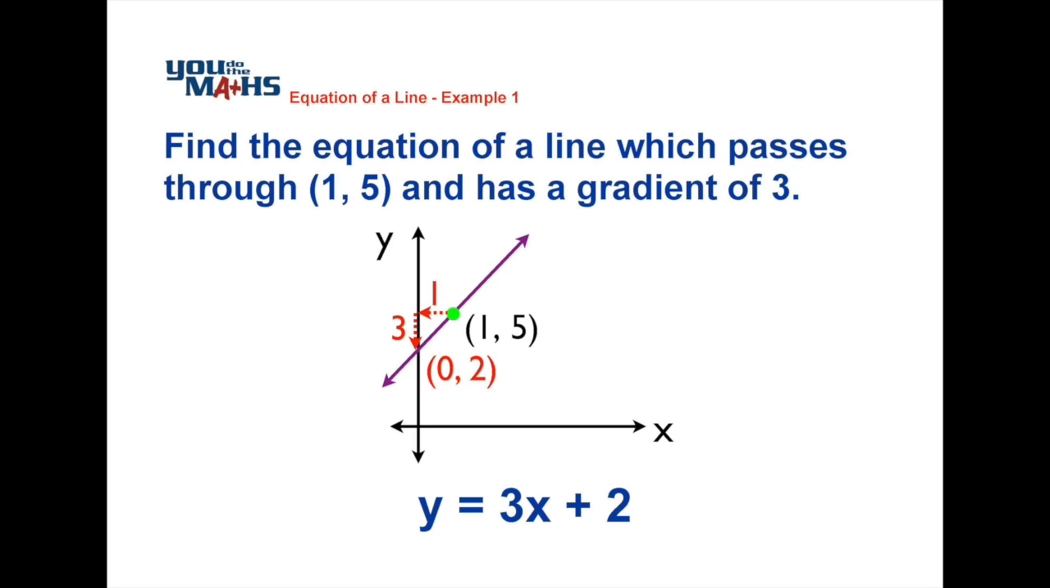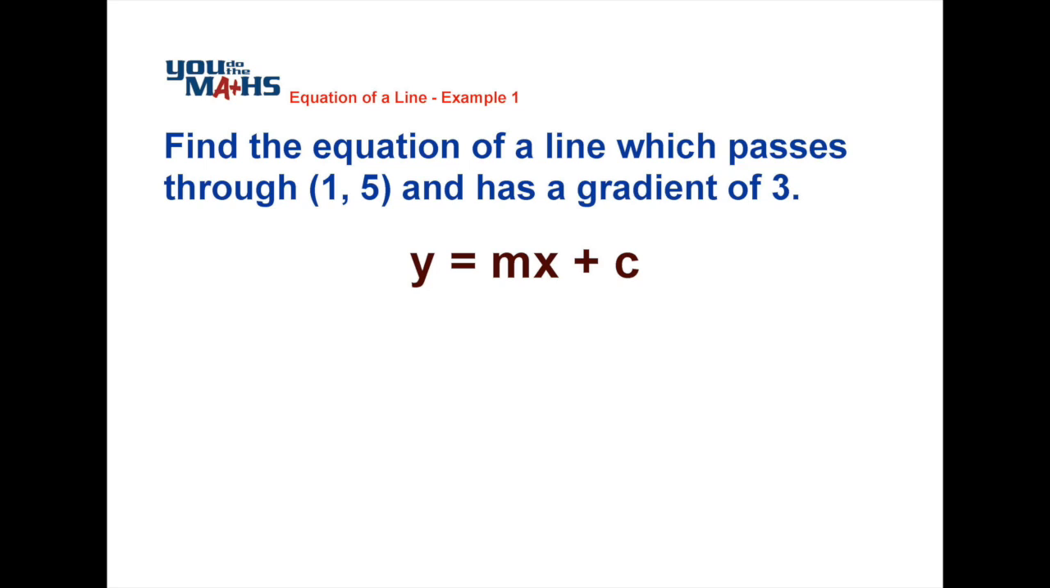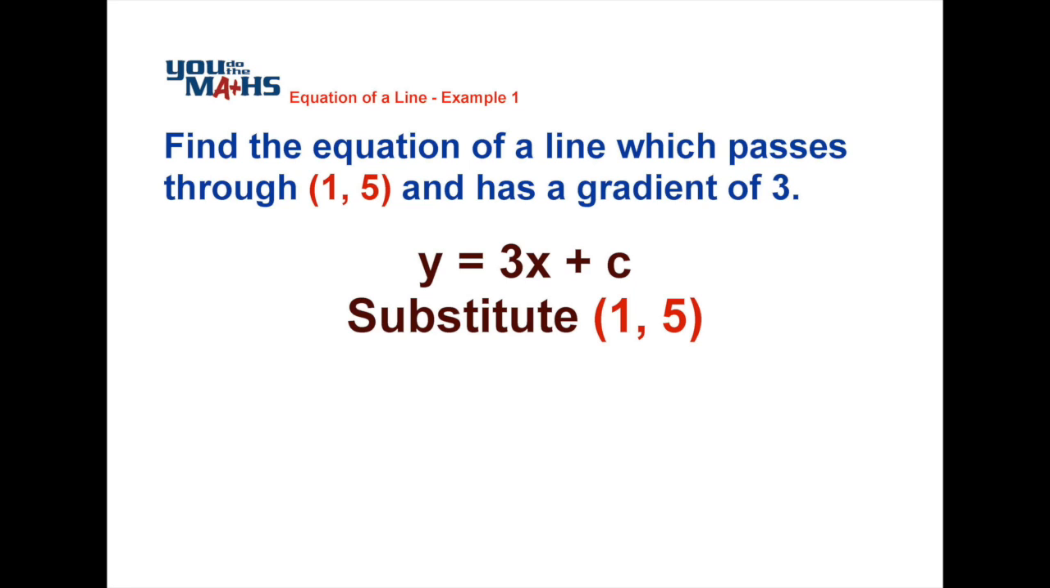Now it's not always convenient to do that, so we need to go through an algebraic process. We'll start with our line y = mx + c. We know our gradient's 3, so we'll substitute into that equation immediately where the m is. And we now need to find out what c is, and we do that by substituting in a point. Remember that the point (1, 5) represents an x value and a y value. So we'll substitute that in.